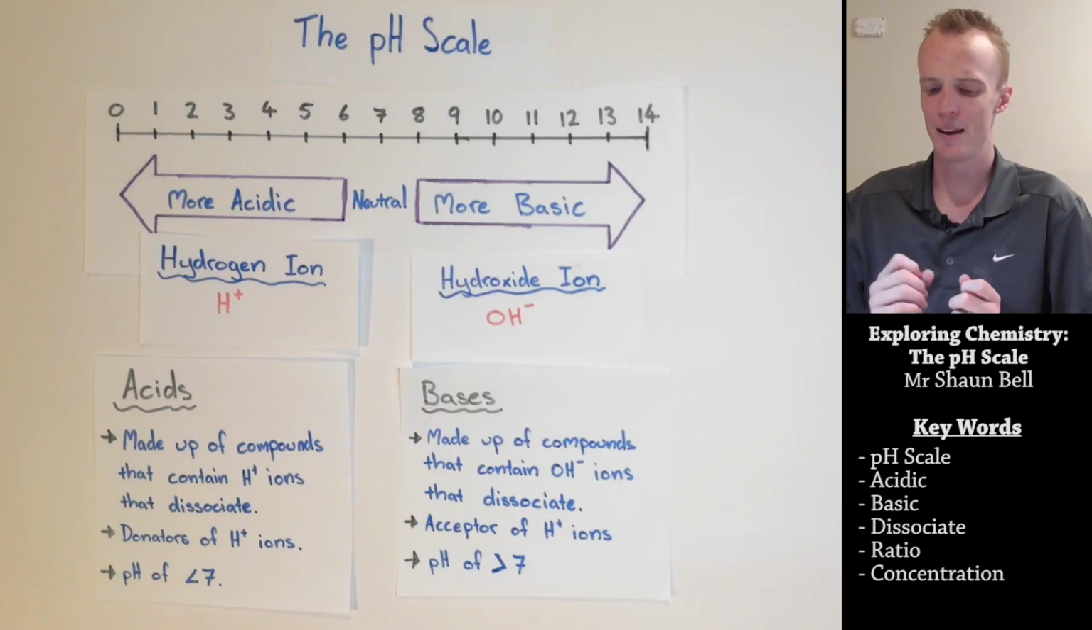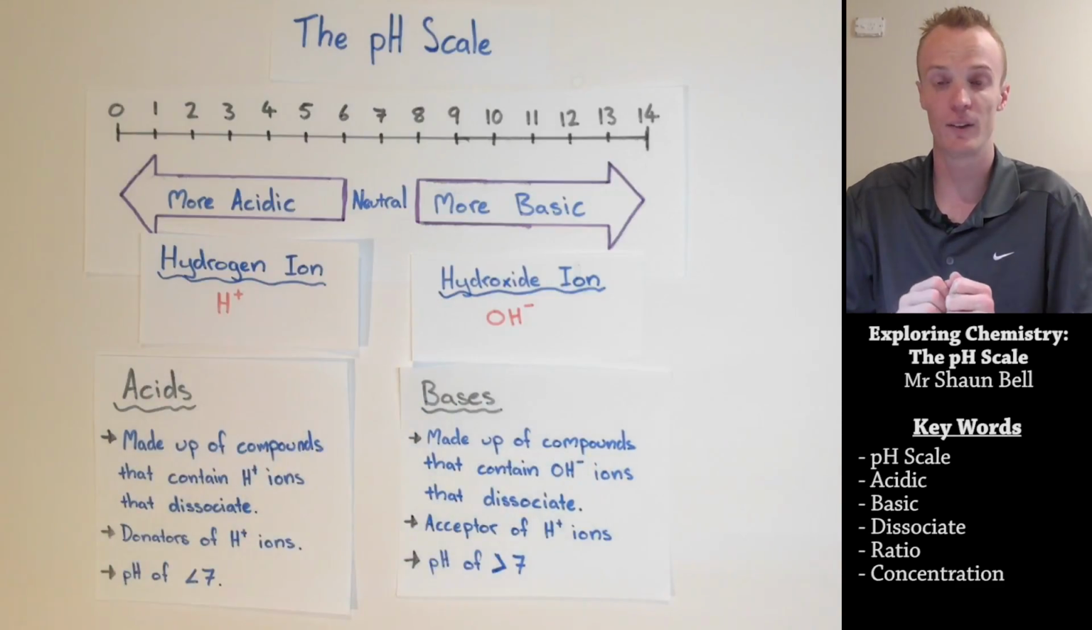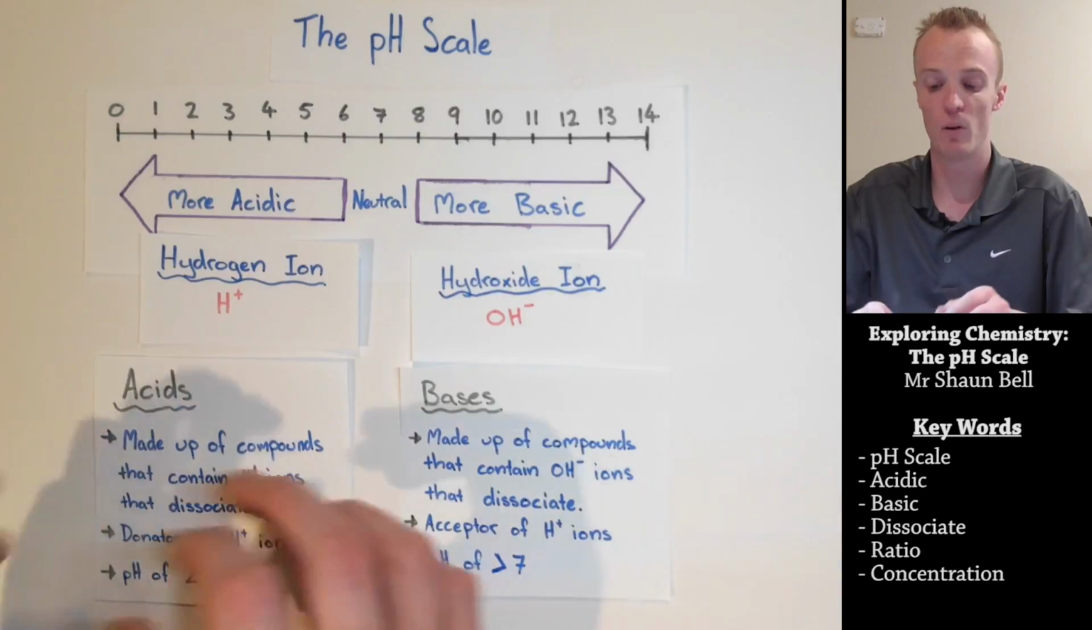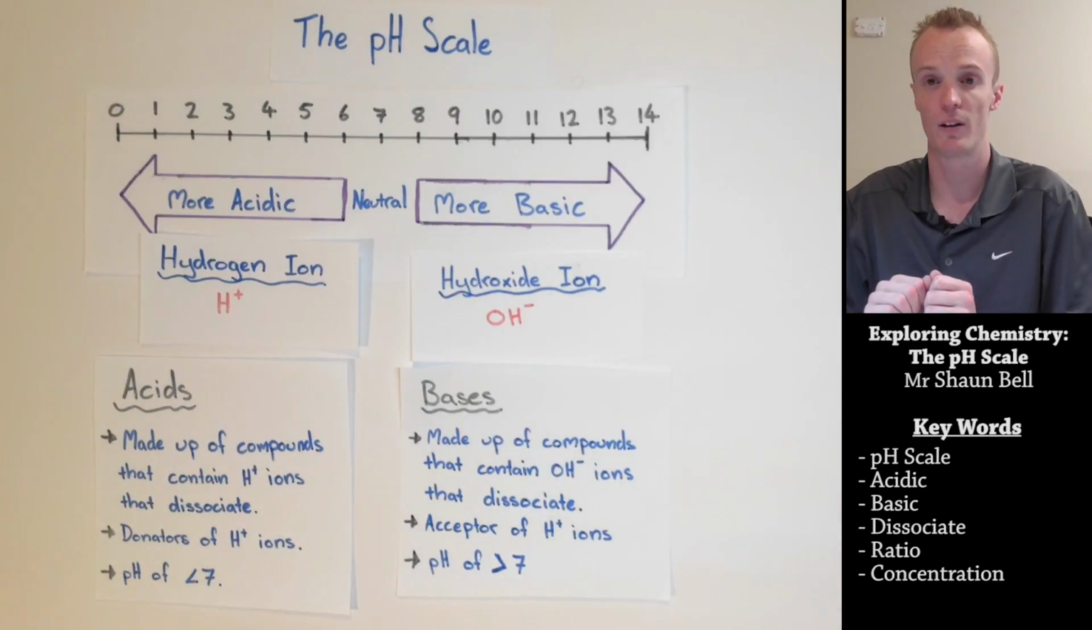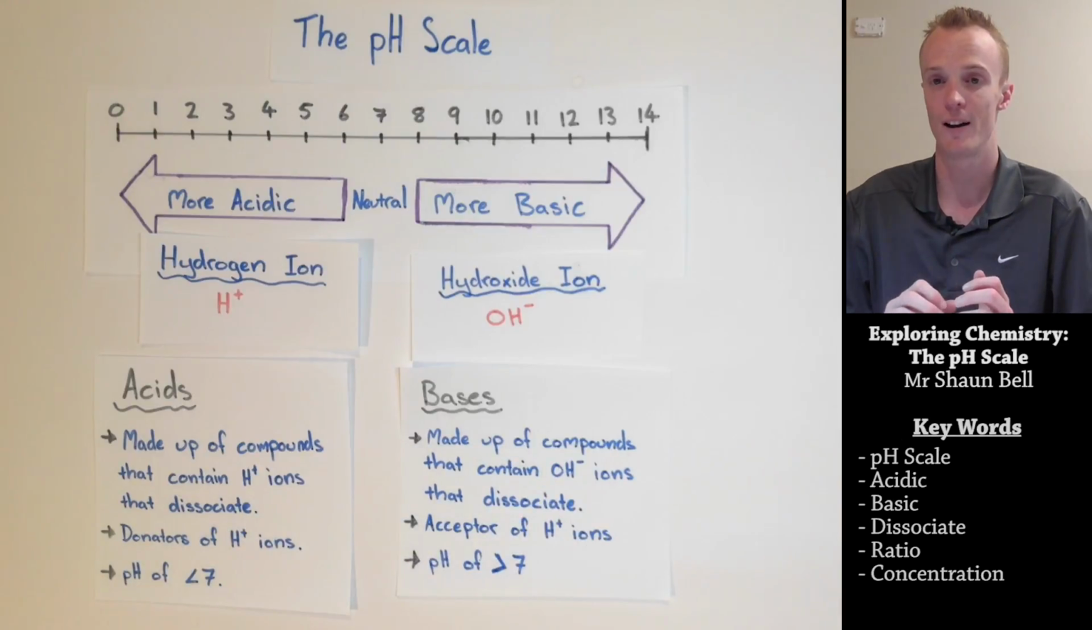And remember, the pH scale is a measurement of the ratio between hydrogen ions and hydroxide ions. More acidic solutions means that they're going to have more hydrogen ions compared to hydroxide ions. More basic solutions are going to have more hydroxide ions in comparison to the number of hydrogen ions.